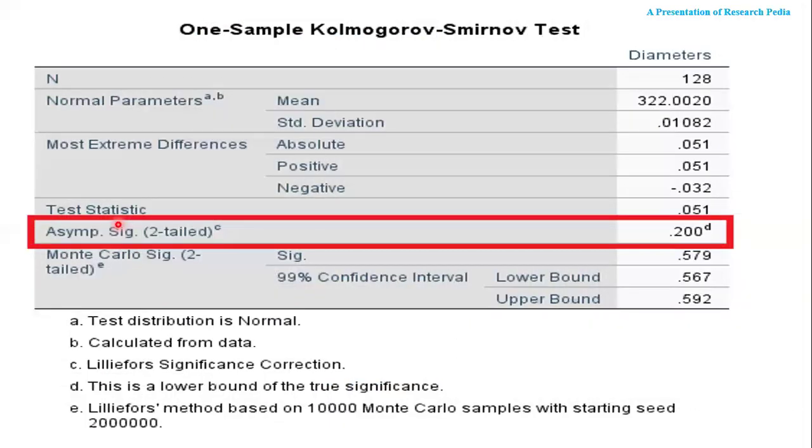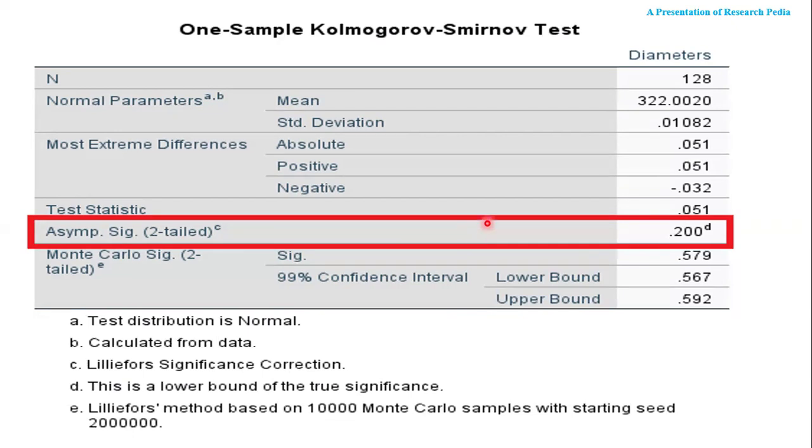In this output file, you need to see the Asymptotic Sig. (2-tailed) value. If this value is greater than 0.05, we can conclude that our data is normal. And if this value is less than 0.05, we may conclude that data is not normal. If our data is normal, we need to use the parametric test, which is the one sample t-test. And if our data is not normal, we need to test the mean comparison using a non-parametric testing procedure, which is the Wilcoxon one sample test.